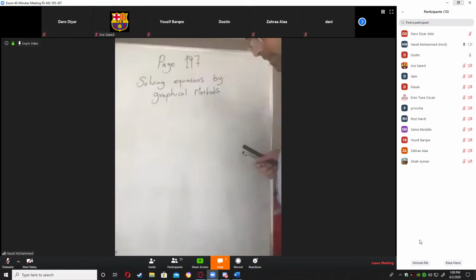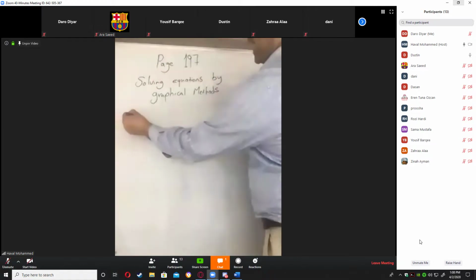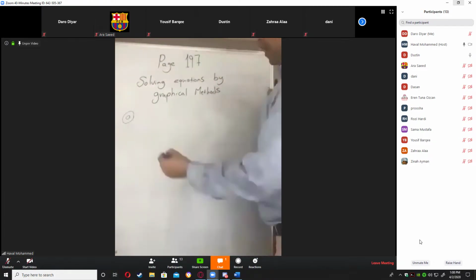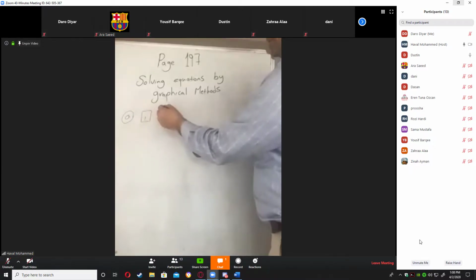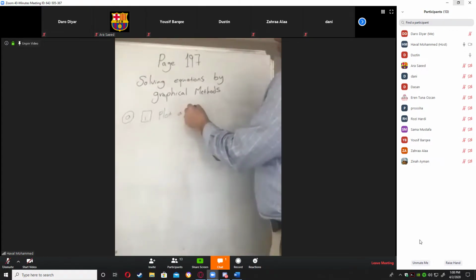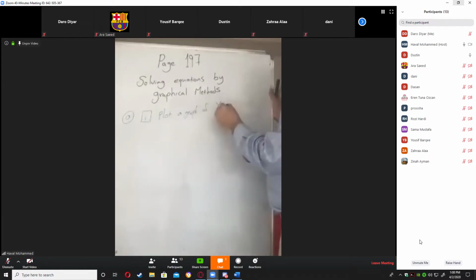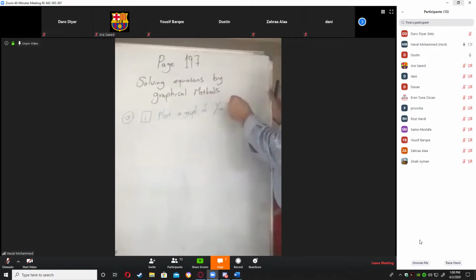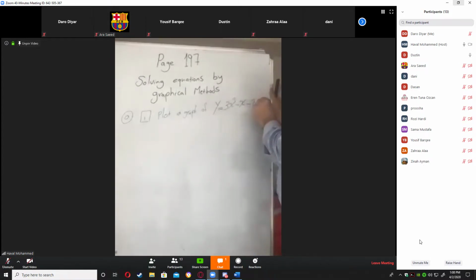Now, then in here, straight away, we start with the example. The first example in your book on that page is saying plot example A. Then for A, we have, saying plot a graph of y equals 3x squared minus x minus 2 for the range. What's the range? x is from -3 to 3.